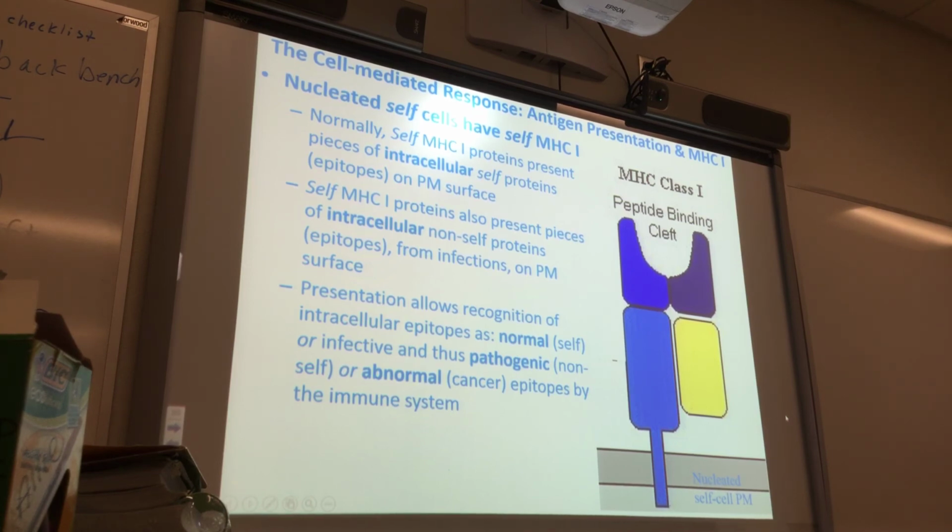Something that might be a little confusing too: the antigen and epitopes are usually proteins. So sometimes they use those terms all interchangeably. They're all the same thing. Protein, antigen, epitope can all be used interchangeably, which is confusing, I know.